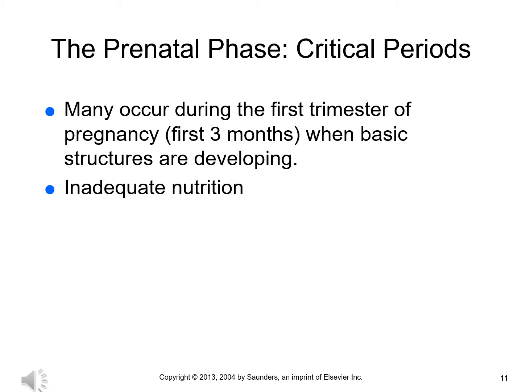The prenatal phase is a critical period during the first 3 months of pregnancy and is very important for the fetus to receive adequate nutrition. If the fetus does not receive adequate nutrition, there's a reduction in the number of cells that may be produced for the child. They may have coronary artery disease, respiratory issues, low birth weight, and low placenta weight. They may be more apt to contract diseases later on in life, and these things also affect them on into adulthood.